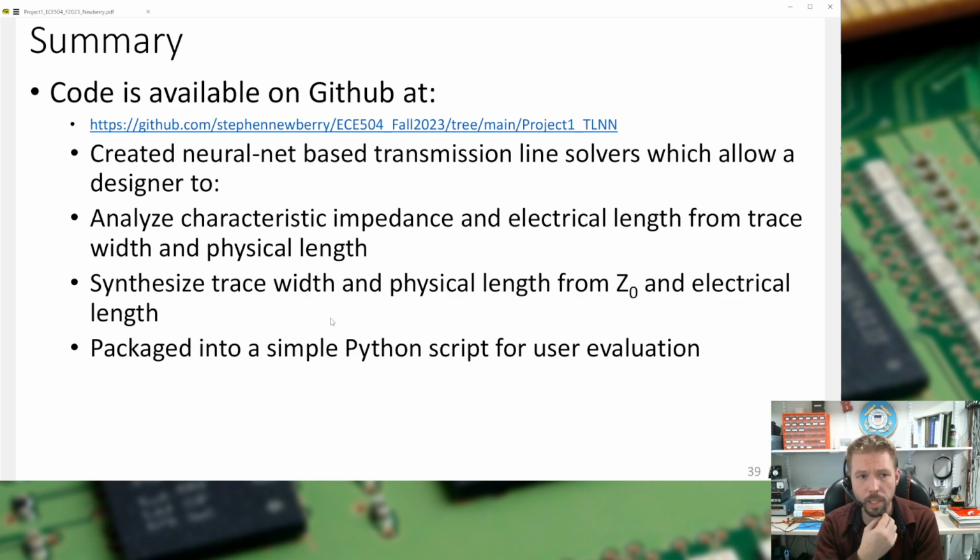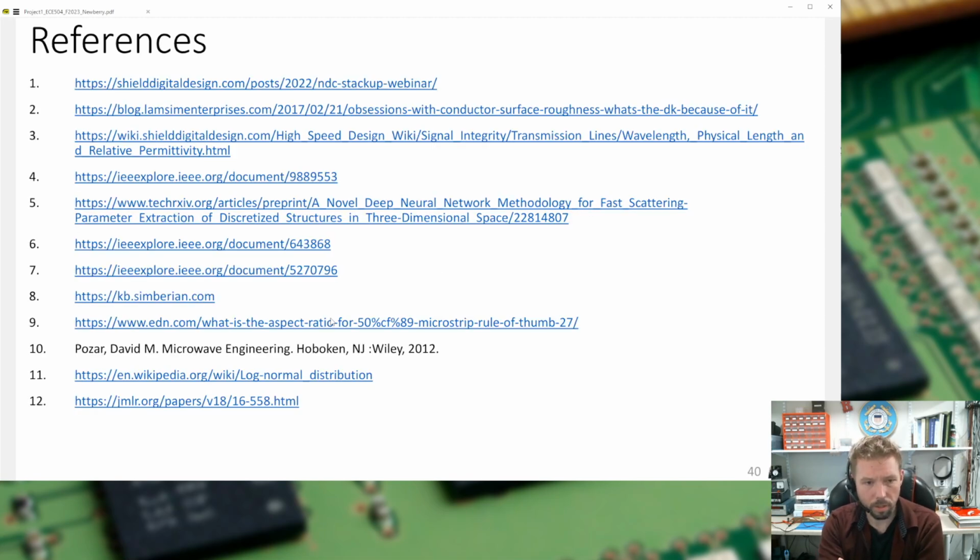So just as a quick summary, I do have the code available on GitHub, just a subset of the code because the training data is large, but it has the PyTorch models and the user application there if you wanted to test it out. So we created a neural net-based transmission line solver. It allows the designer to analyze characteristic impedance and electrical length from trace width and physical length and vice versa, packaged into a simple Python script. And here is a list of all of the references that I used for this project. And that's it.